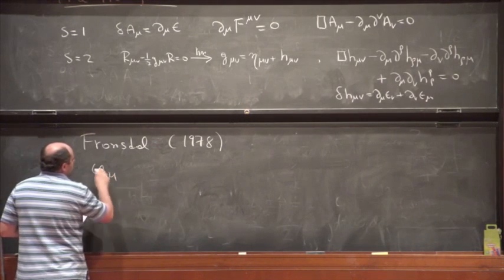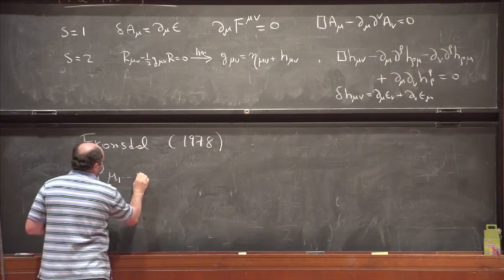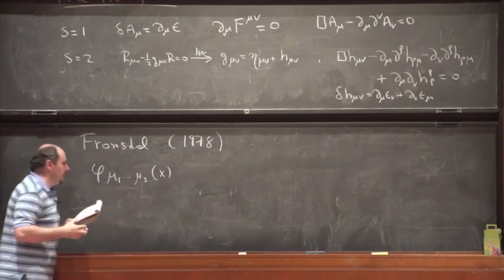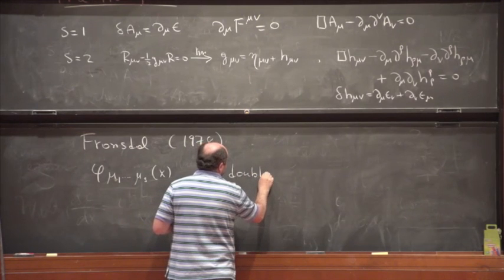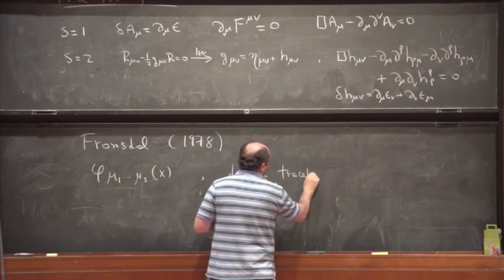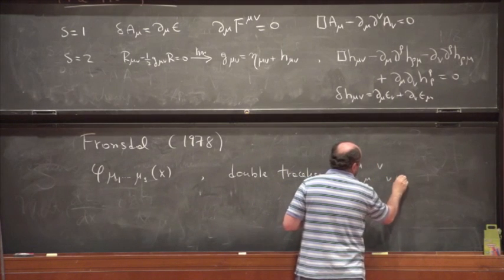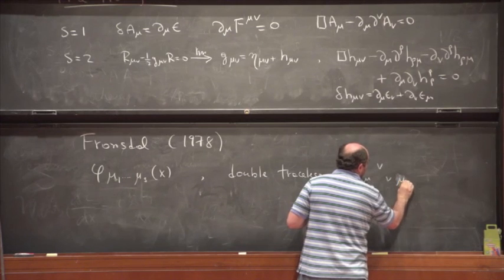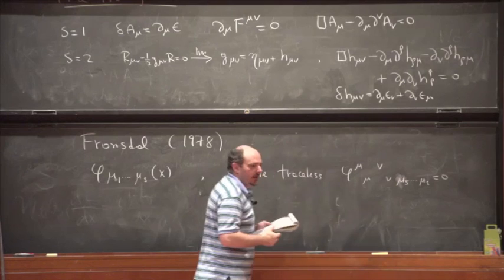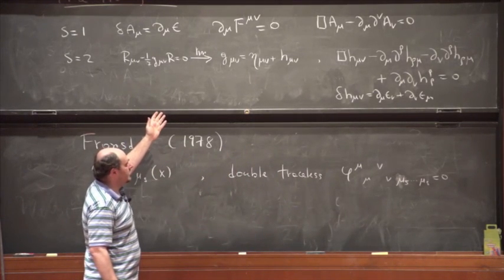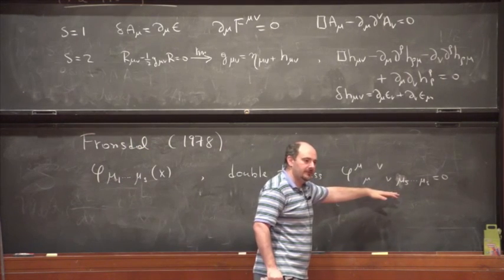So these higher spin fields are described, and I will focus on the totally symmetric case, by fields which are totally symmetric with S indices, and they are double traceless. Double traceless means that if you take the trace twice, you get 0. This constraint is empty in the case of spin 1, spin 2, and spin 3, but it becomes non-trivial in the case of spin 4 and higher.